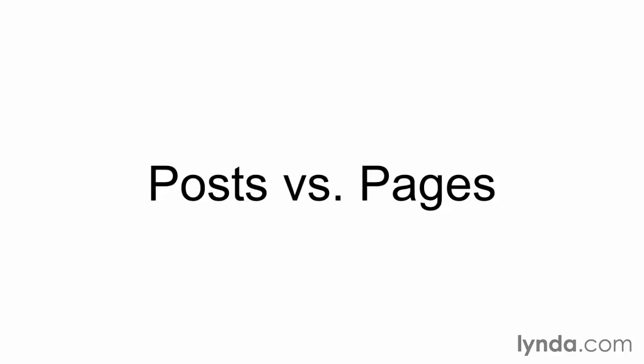WordPress has two main types of content: posts and pages. Understanding the similarities and differences between them is important to create a well-organized site. So, what is the difference between a post and a page?